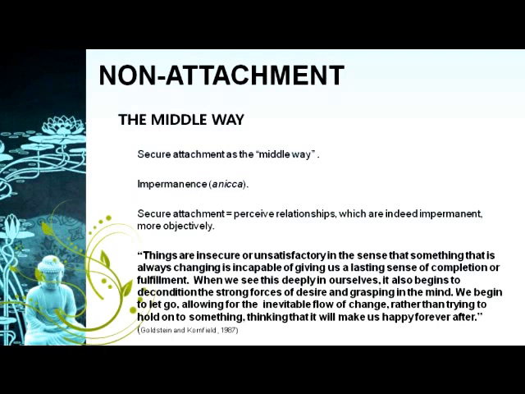The following quote from Goldstein and Kornfield, 1987, seems to refer to both impermanence in Buddhism and secure attachment in attachment theory. "Things are insecure or unsatisfactory in the sense that something that is always changing is incapable of giving us a lasting sense of completion or fulfillment. When we see this deeply in ourselves, it also begins to decondition the strong forces of desire and grasping in the mind. We begin to let go, allowing for the inevitable flow of change, rather than trying to hold on to something, thinking that it will make us happy forever after."